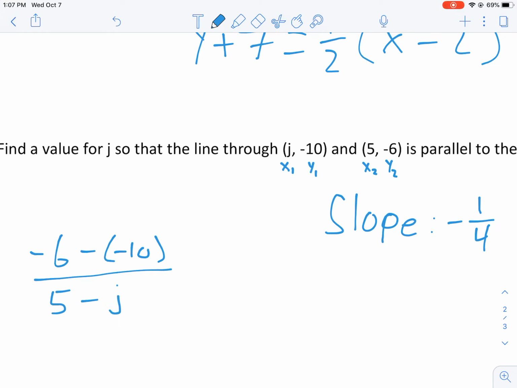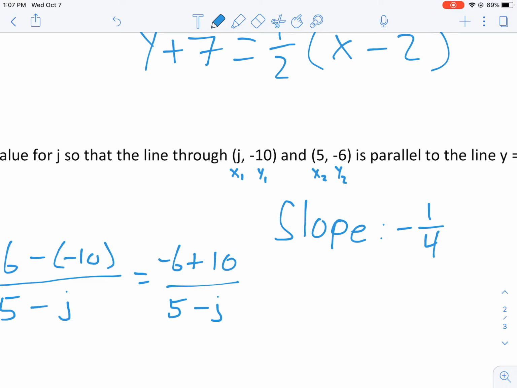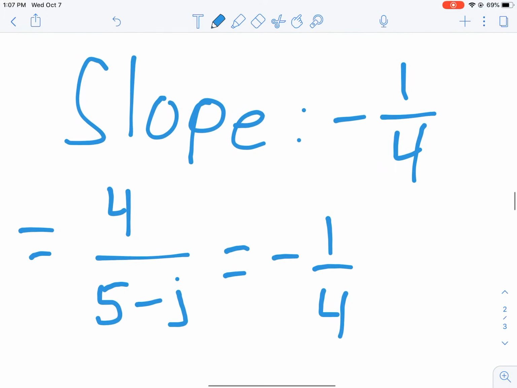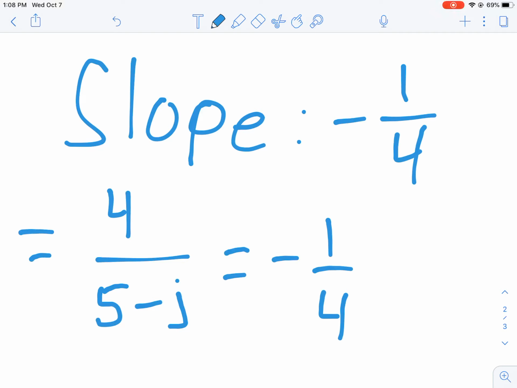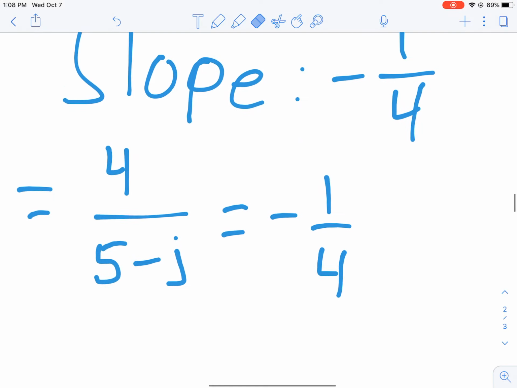Okay. Well, we know -6 minus -10 becomes -6 plus 10, right? Over 5 minus j. -6 plus 10, that's 4. So we have 4 over 5 minus j equals -1/4. All right. This is what we know, right? So we need to figure out what number is going to go in here for j that will make this equal -1/4. So this problem's a little tough.